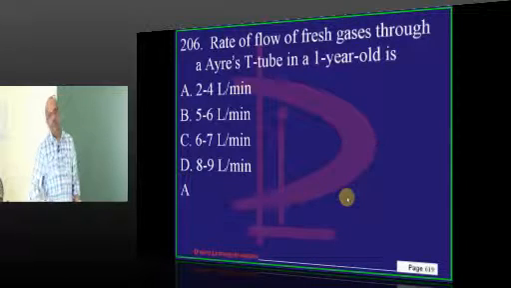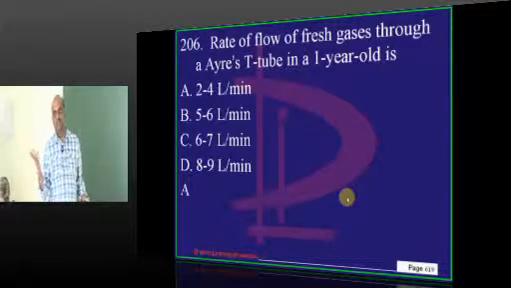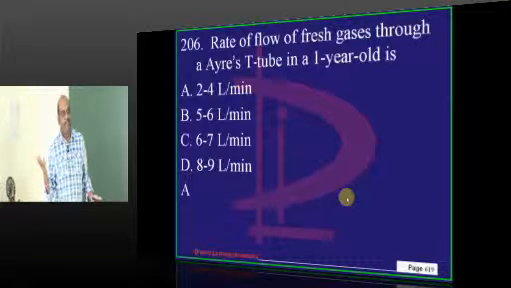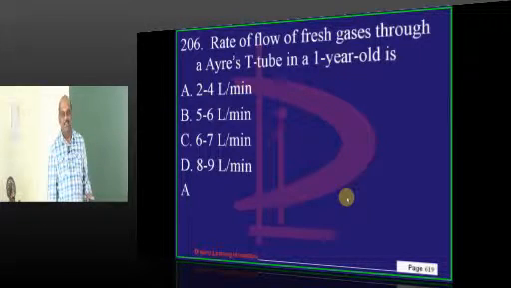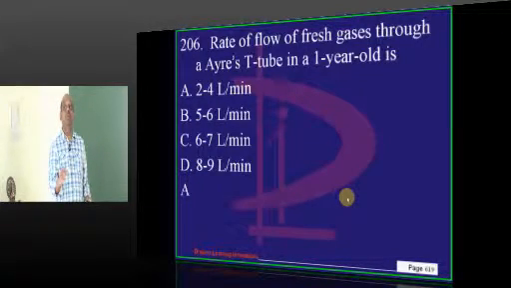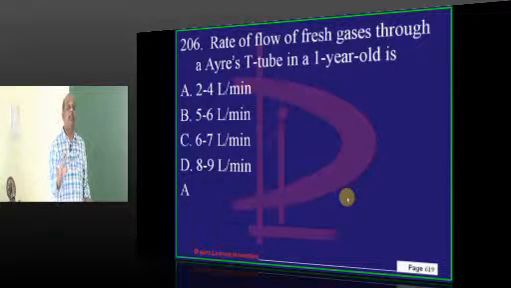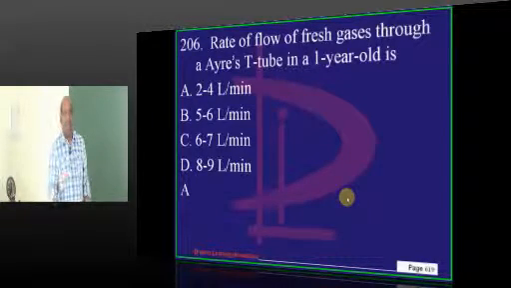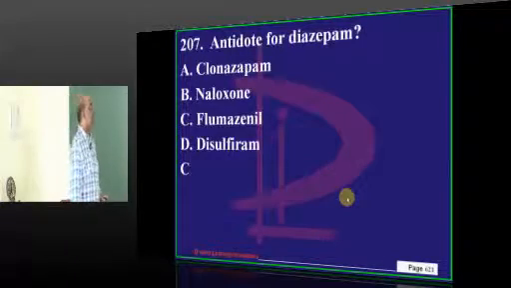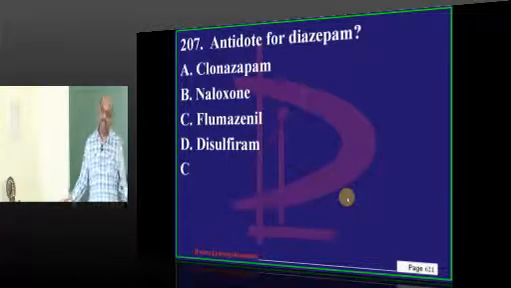Ayer's tube, 2 to 4 liters, too much. Who will remember? Only those who are attempting entrance for the past 5 years will precisely remember. So, antidote for diazepam, flumazenil, everyone knows.